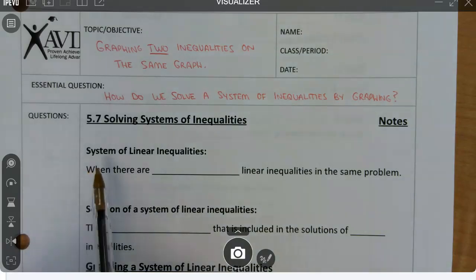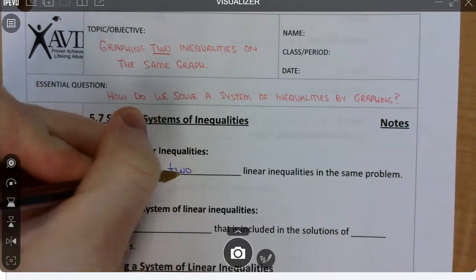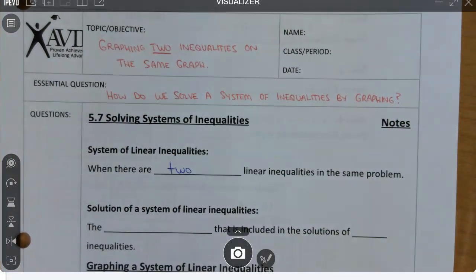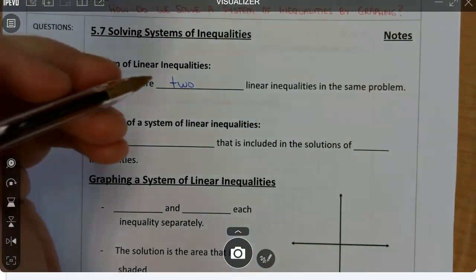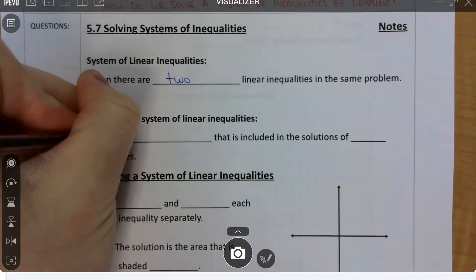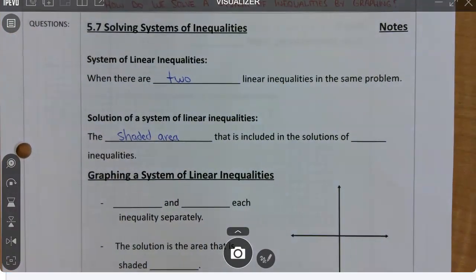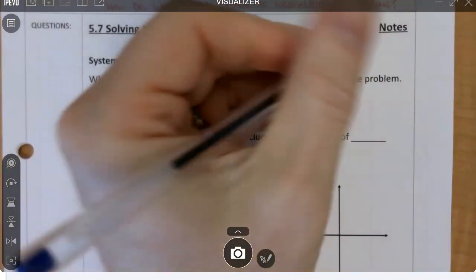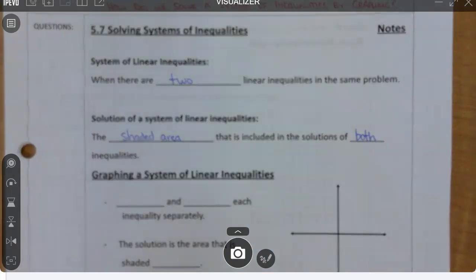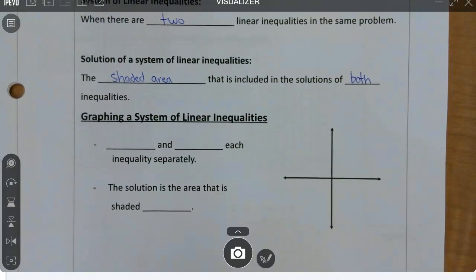And so anytime we want to talk about a system of inequalities, it's when there are two linear inequalities in the same problem. And so the solution is going to be the shaded area that is included in the solutions of both graphs, or excuse me, both inequalities. And so how are we going to accomplish that? Well, we're going to do a lot of the same things that we did in lesson 5.6.